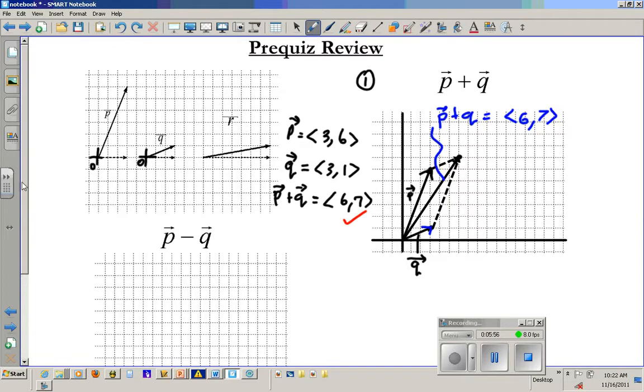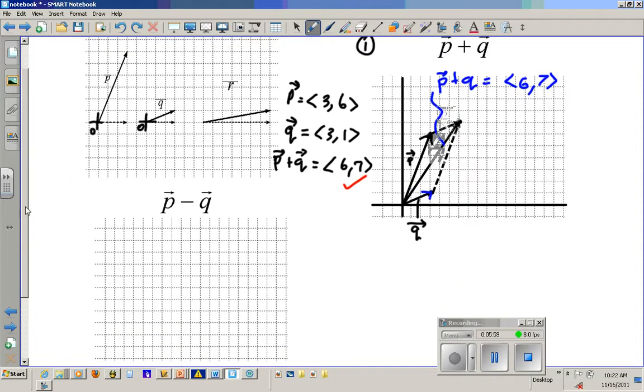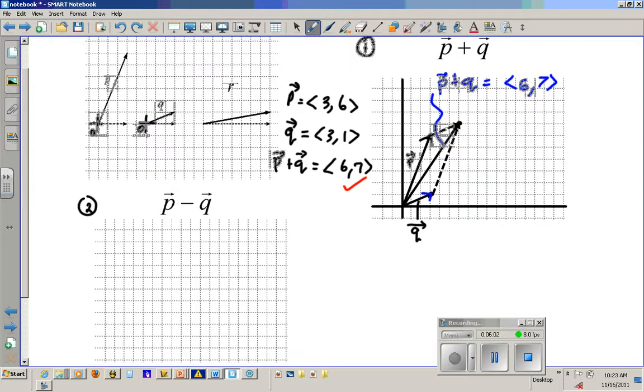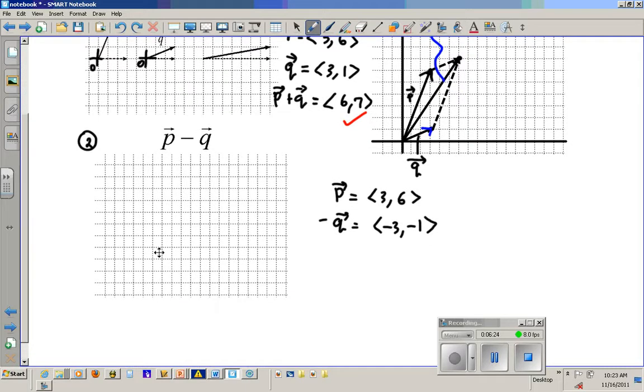Okay. All right. How about P minus Q? Let's do the second part for this number 2. How do we do this one? Vector P stays the same. Vector P is 3, 6, but we're doing negative Q this time. So negative Q is going to be what you get when you distribute the minus to these two. So it's going to be negative 3, negative 1. That's what negative Q is going to be. All right. This is in quadrant 1. This is in quadrant 3. So we need to put our y-axis right in the center.